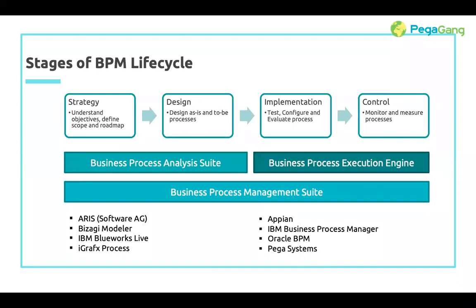result. So the right side of the slide, which is also facilitating the business process execution engine, is actually trying to help you connect the dots from left to right. So systems or applications like Appian, Oracle BPM, Pega system, and IBM BPM, and all. These are the ones that not only focus on strategy and design, but also give you an extra mile of having the implementation and controlling in the same software package itself.